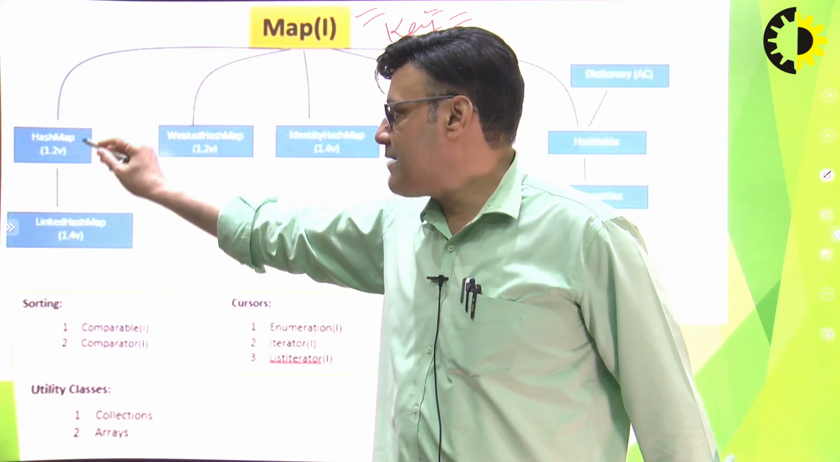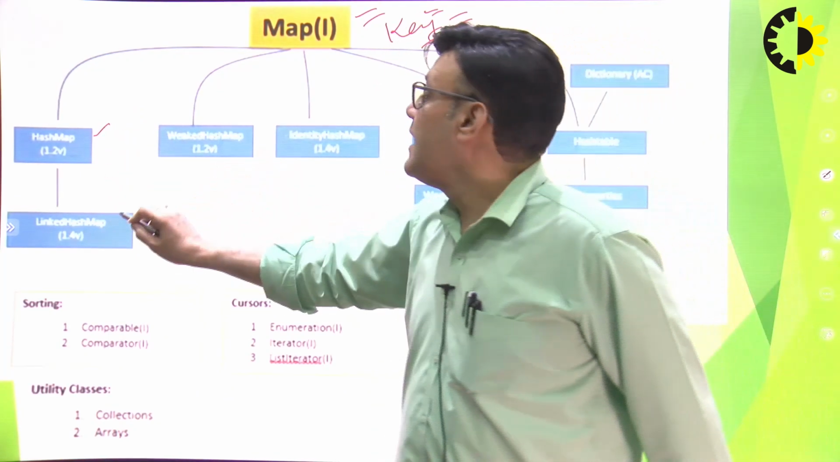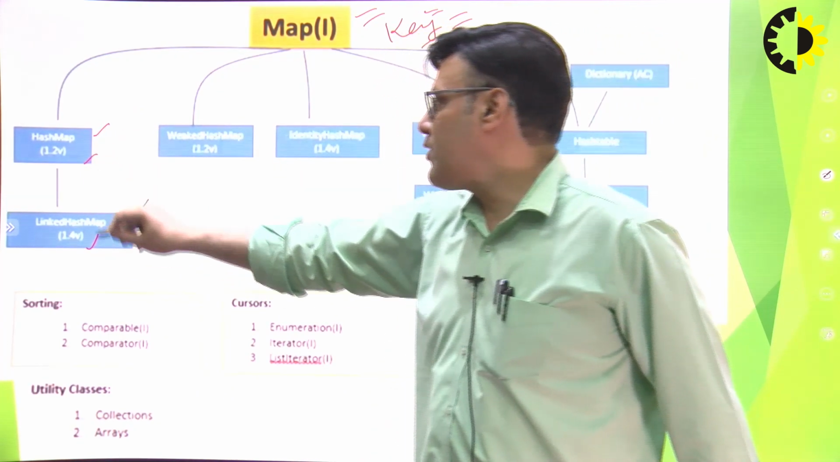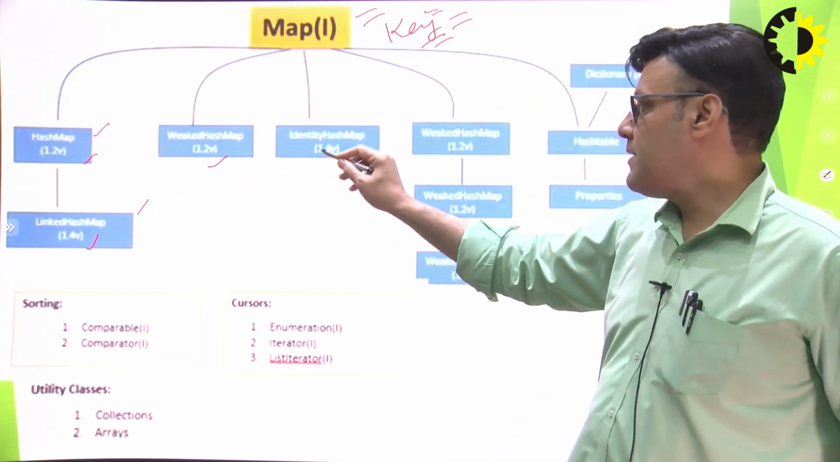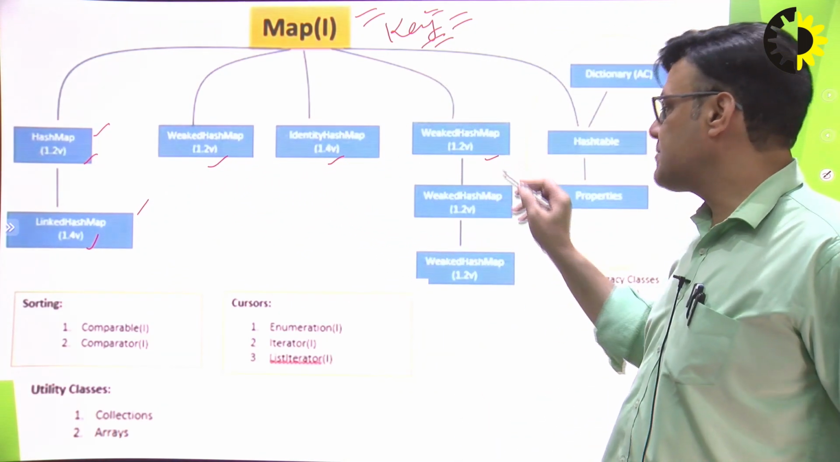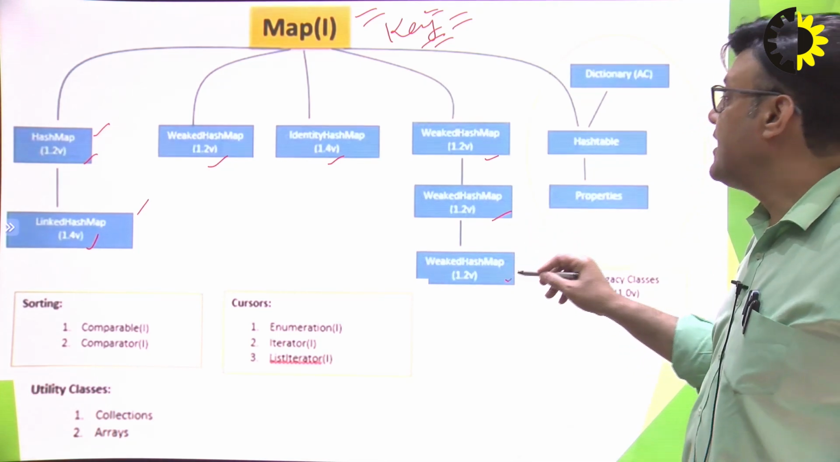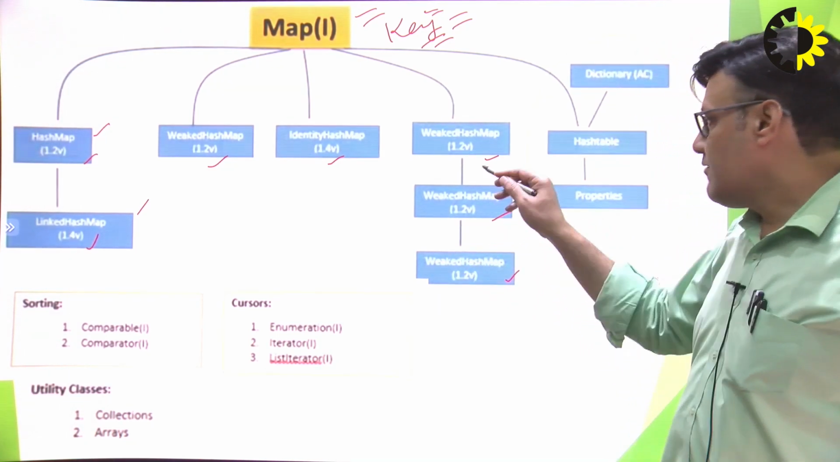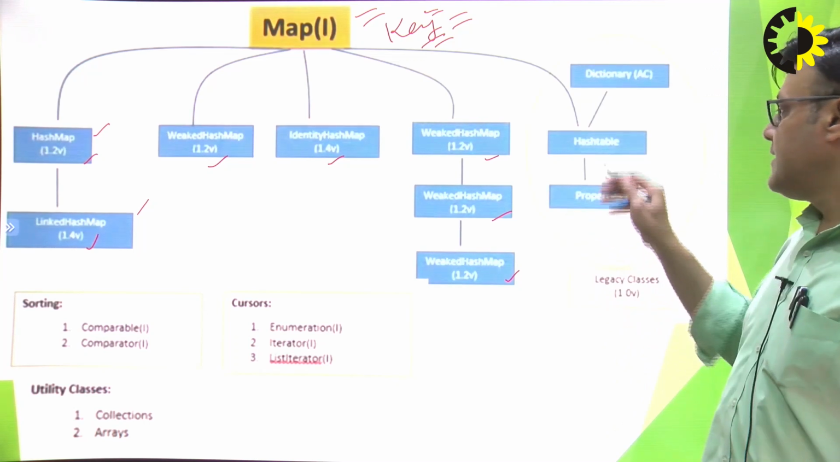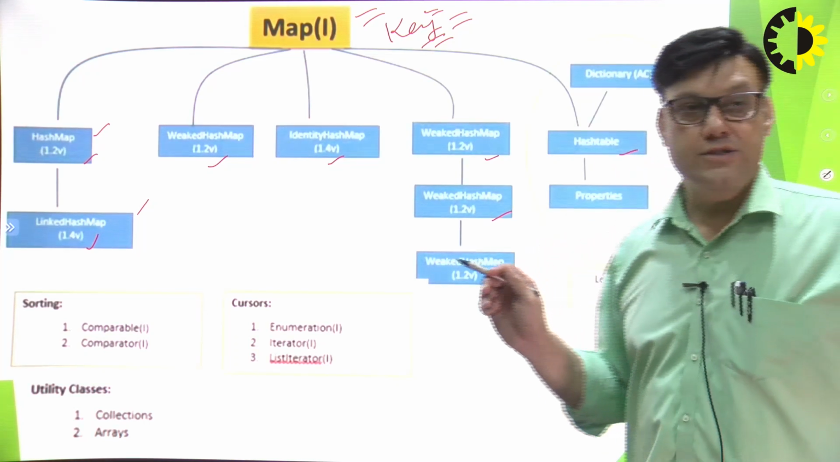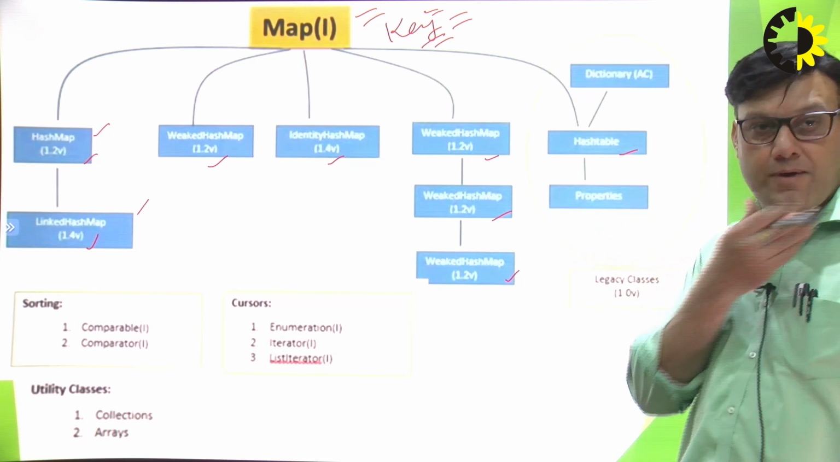This map interface can be implemented using hash map, linked hash map, identity hash map, and weak hash map. 1.2 is the version. Now this is another concept, hash table.